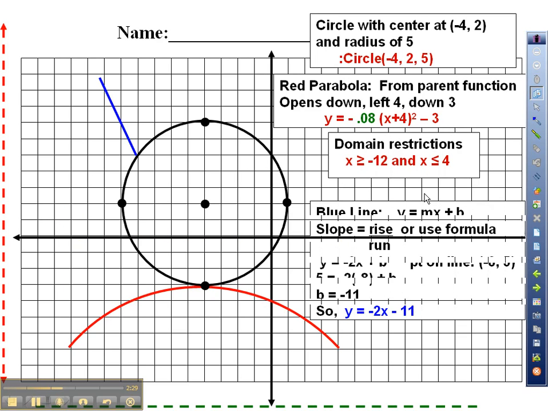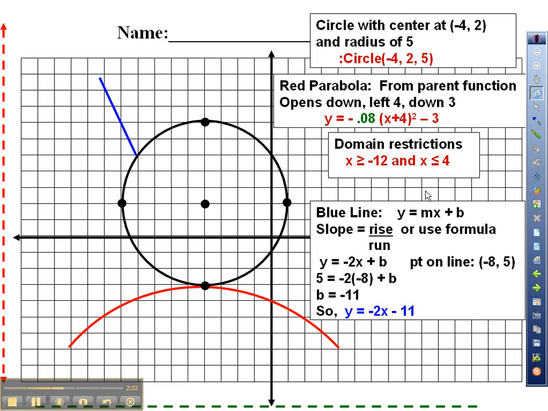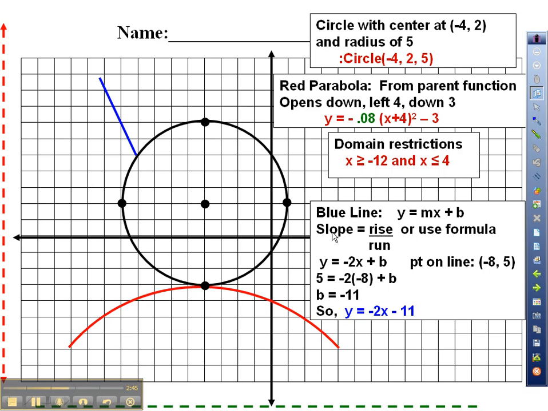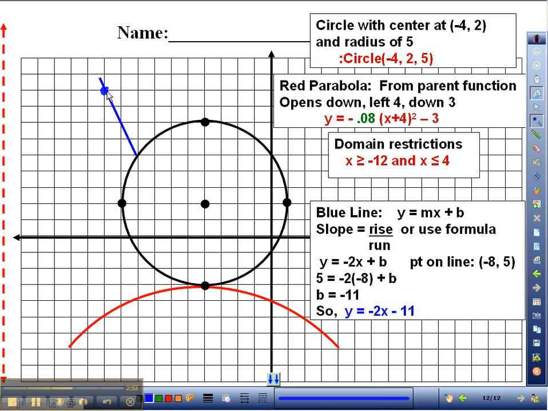All right. Now, for the blue line, that's a linear function that you drew with a ruler. Do you remember linear functions? Y equals mx plus b. M is your slope, b is your y-intercept. Your slope is your rise over your run, or you can use the formula. So let me pick a point right here. I went down 2 over +1. So my rise over run is -2 over +1. I have a slope of -2. That's where this comes from.